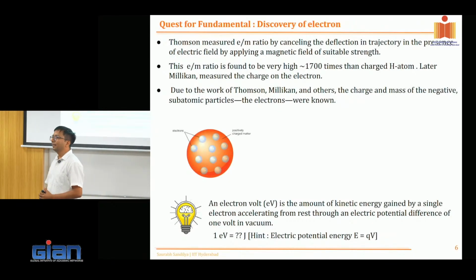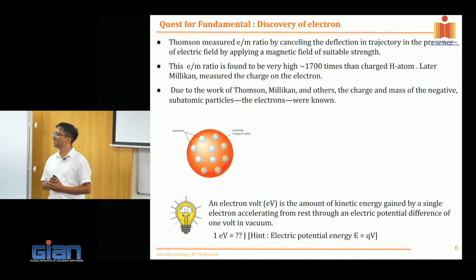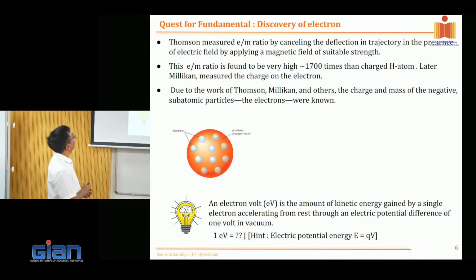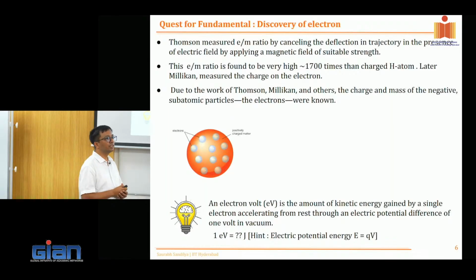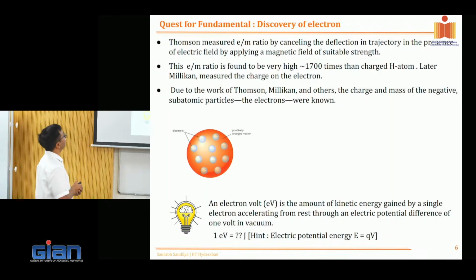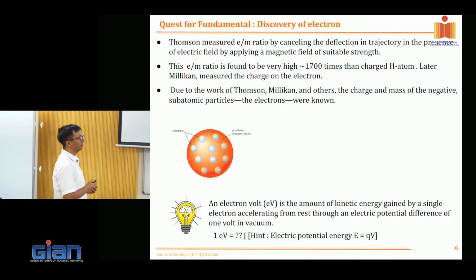Okay, so the hint is, I think there was an MSc in medical physics. I think students have already done this exercise, but still. Thomson measured this e by m ratio by cancelling the deflection, by applying an appropriate amount of electric field and magnetic field. So that's a hint. Anyway, let's come back to the result.